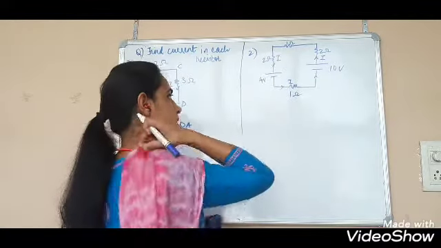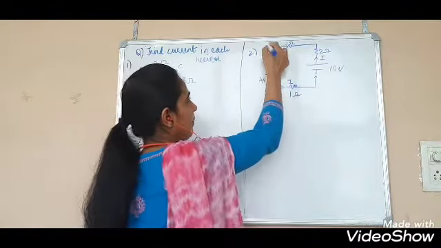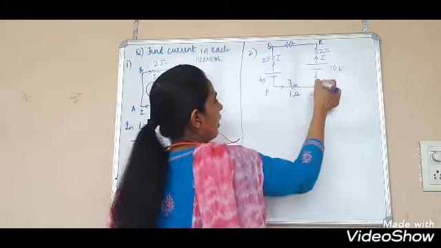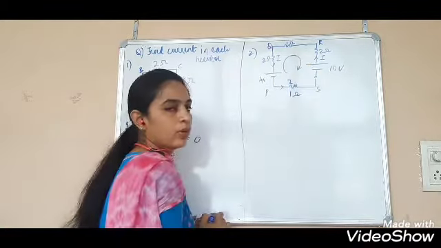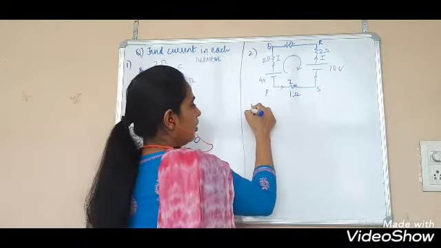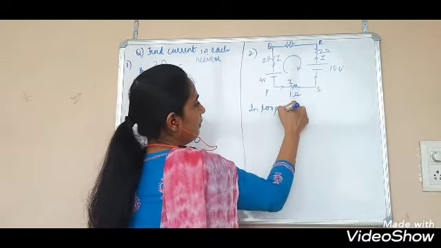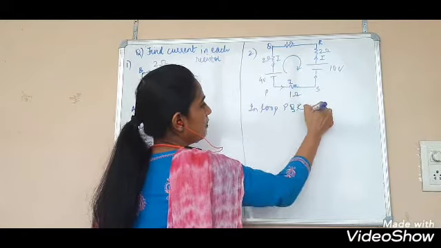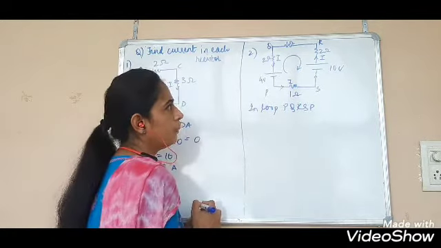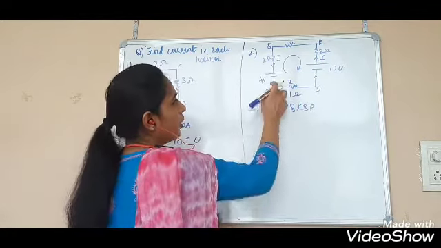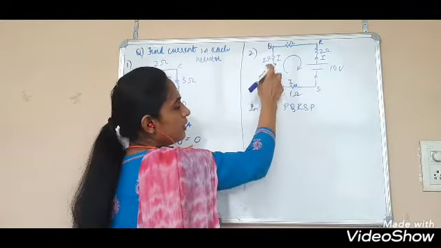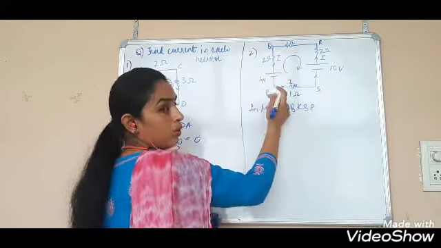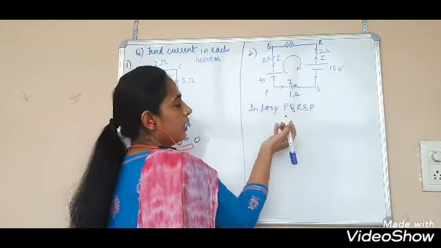Now let us name the loop PQRS. Let us take the direction, the third step, as clockwise. So in loop PQRSP, that becomes a closed loop. While going from P to Q, this is the first potential drop, from lower to higher, so that is positive.